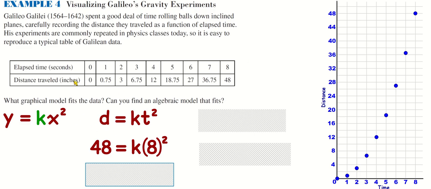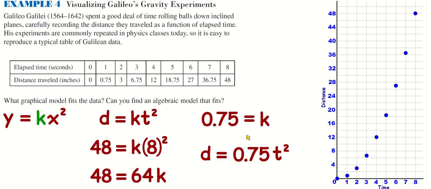Instead of x, t, for time. And instead of y, we have d for distance traveled, right? So I'm throwing in that ordered pair, okay? It's just one of my ordered pairs. It's probably the best one to use, furthest away from the origin, I guess. And when I throw that in, it'll allow me to solve for k, which I get as about 0.75, or exactly 0.75.